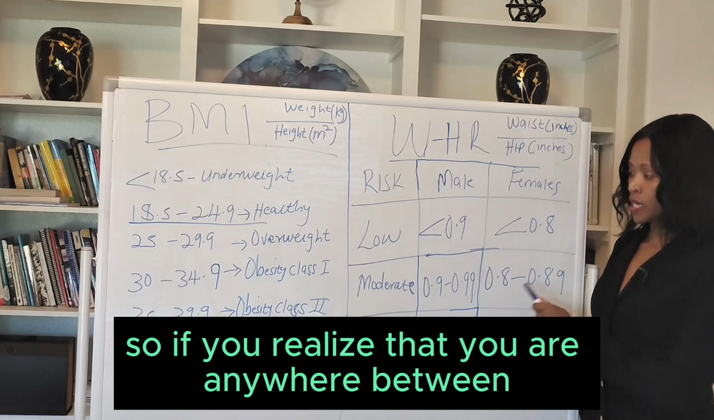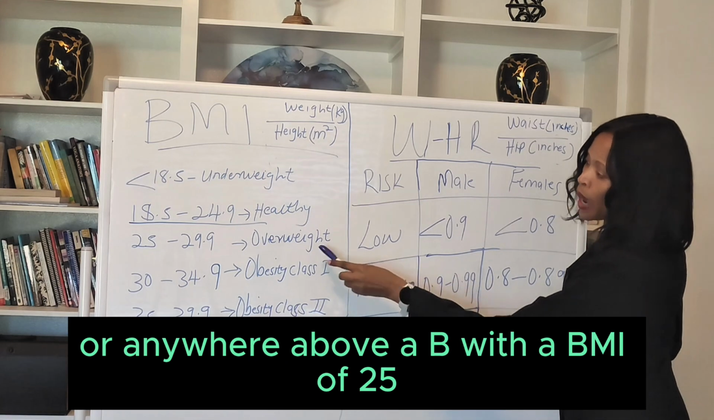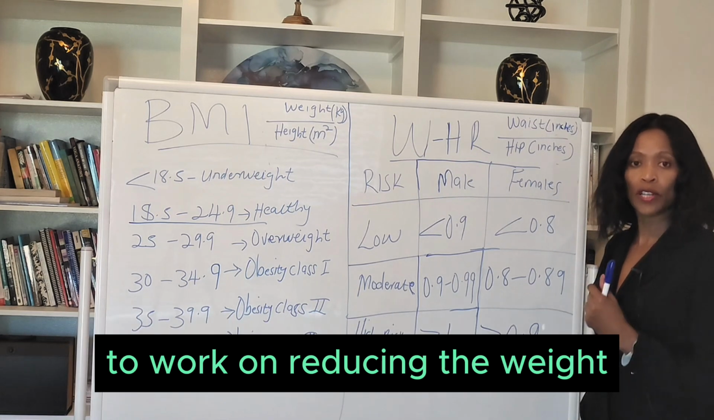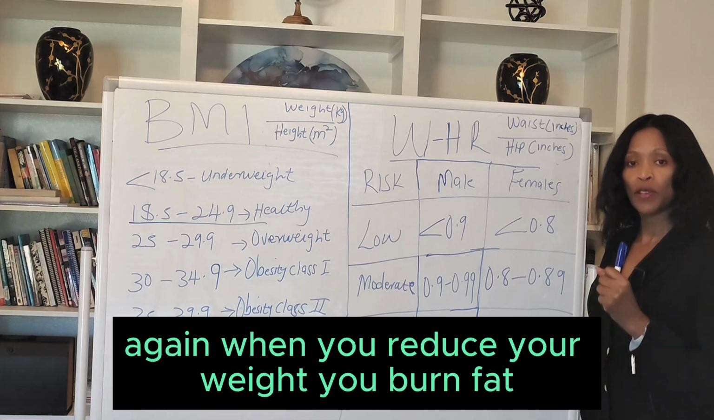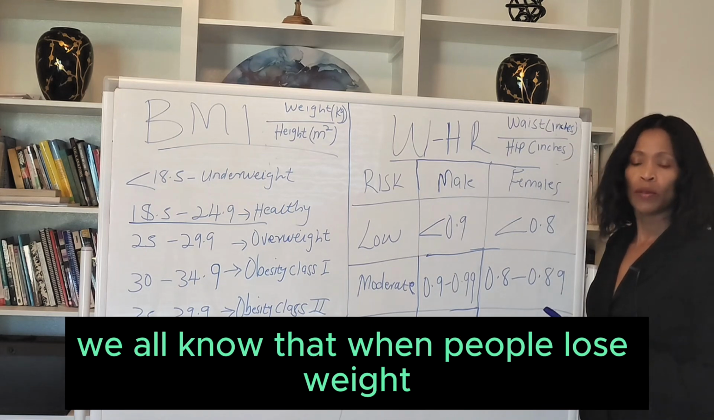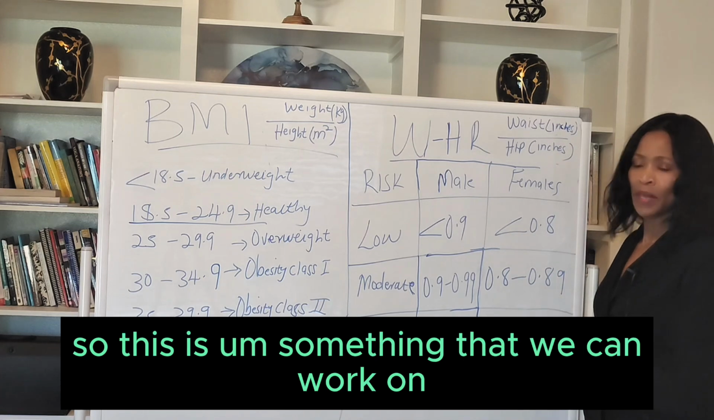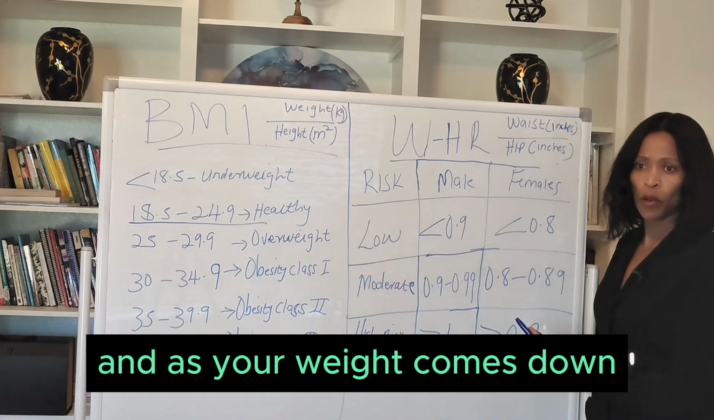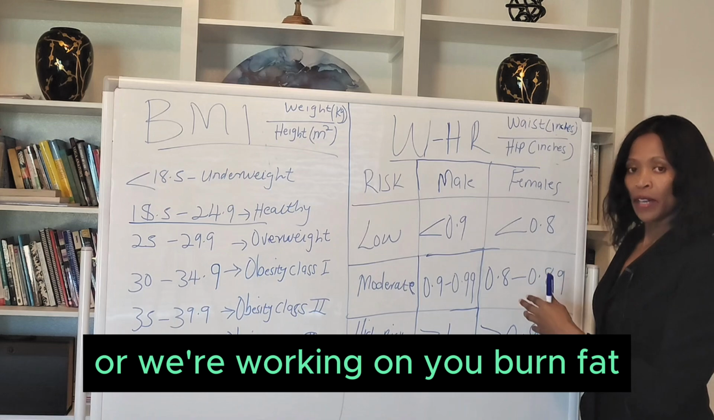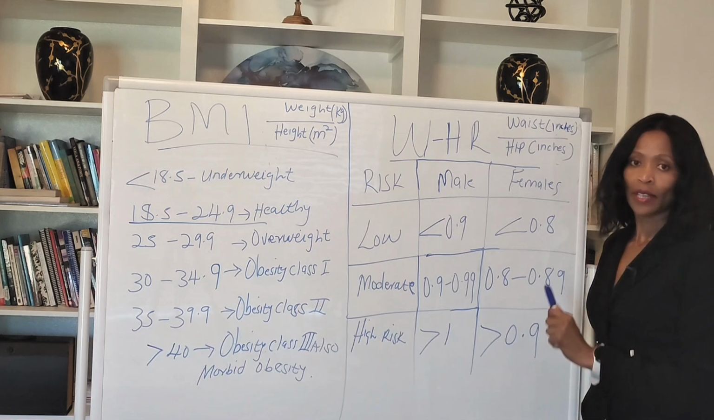So if you realize that you are in the moderate or high risk category, or anywhere above a BMI of 25, then that should give you some motivation to work on reducing the weight. When you reduce your weight, you burn fat, and your waist reduces. We all know that when people lose weight, they talk about losing some inches around the waist. So this is something that we can work on. As your weight comes down, you're burning fat, like in the program that we will be talking about, you reduce that waist circumference, and your waist to hip ratio goes down. So there you have it.